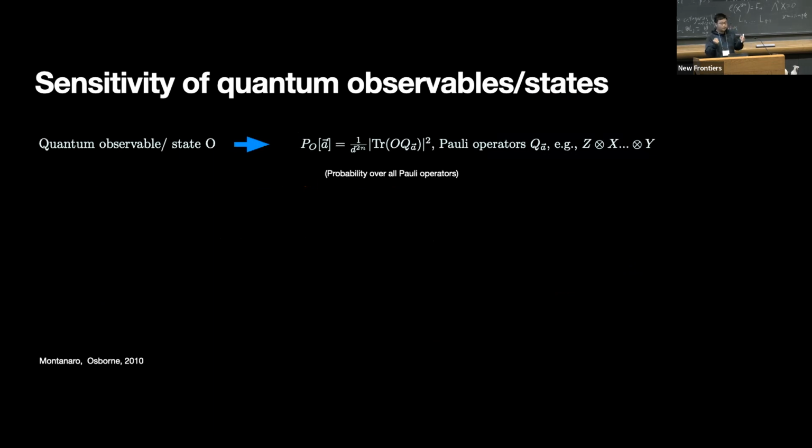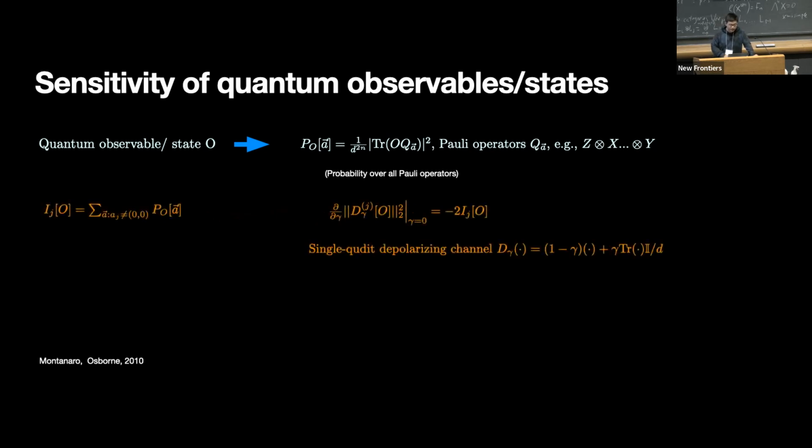So given a quantum observable or quantum state O, we can use it to generate a probability distribution over all the Pauli operators, like this one. And recall that for the Boolean function, the local influence is defined as the summation of the squares of the Fourier coefficients. So a direct analog for the quantum case is defined as the summation of the probability distribution defined by the observable, the state O.